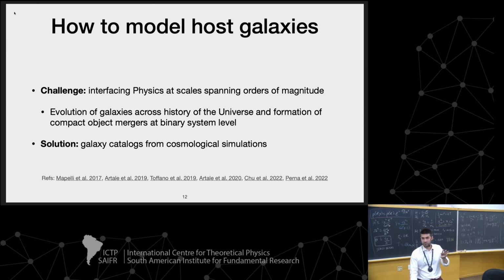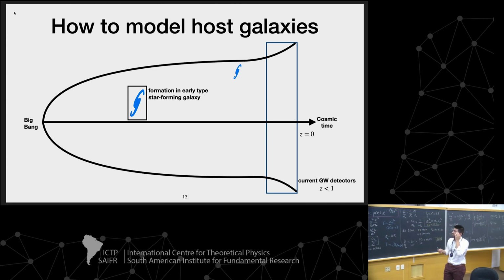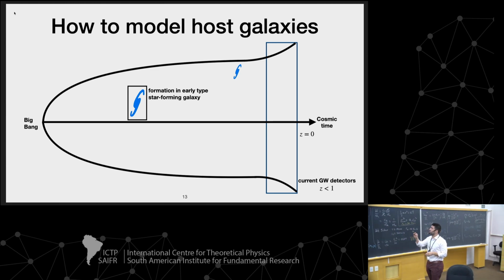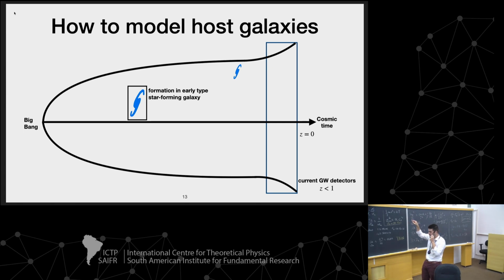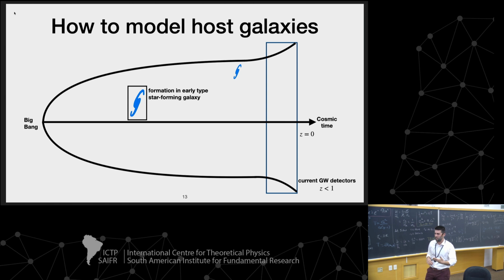Are there questions so far? Okay. In this plot here, you have our universe, starting from the Big Bang up to now. The blue box represents the redshift horizon of a current gravitational wave detector, so where we can actually see so far.